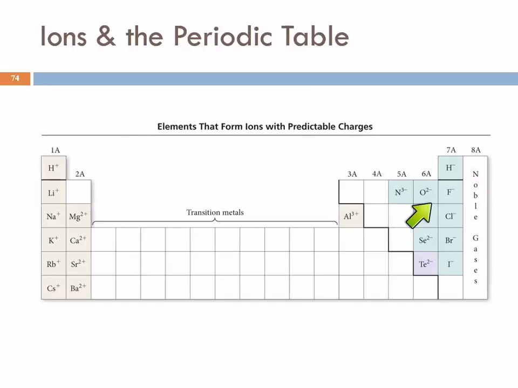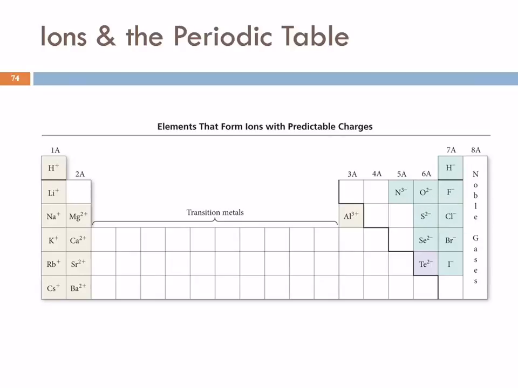So oxygen is in group 6. 6 minus 8 is minus 2. This charge is minus 2. All of these guys form minus 2. So some students really like that group number minus 8. Other students do not. So here's a different way to remember these guys.